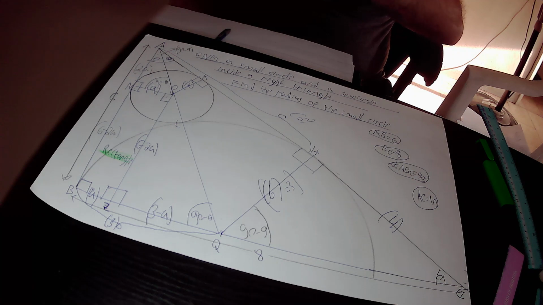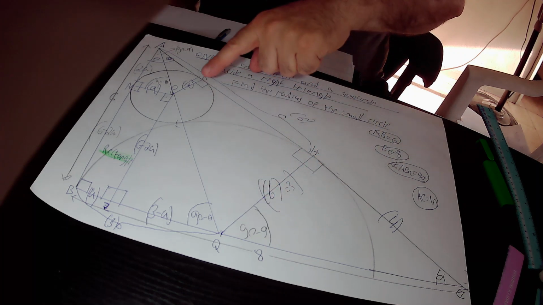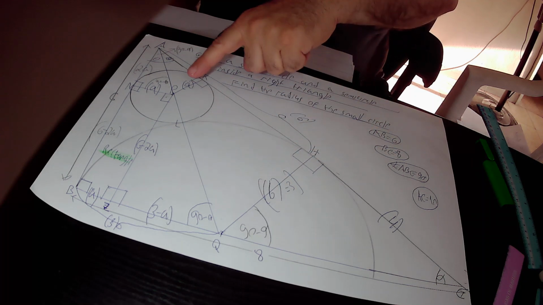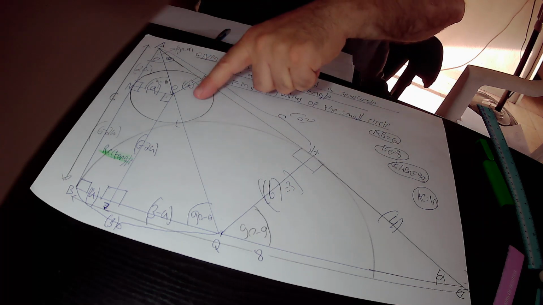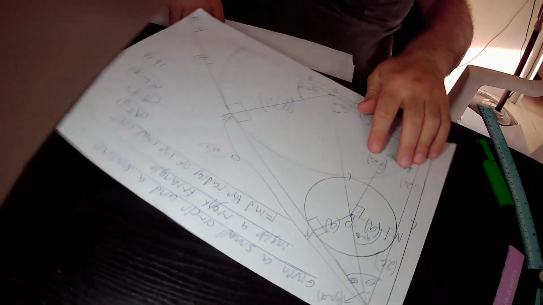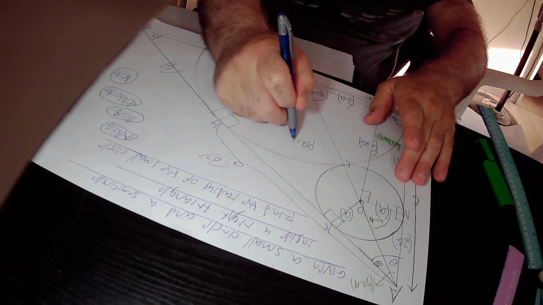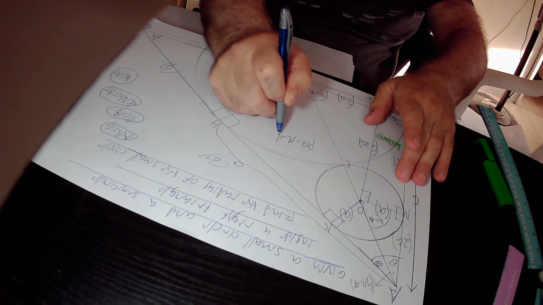And what is the length of the straight line PQ? Because of the fact that PLQ is one straight line, it means that PQ in total will be equal to PL plus LQ. Again, PQ equals PL plus LQ. So I'll write it down. PQ equals PL plus LQ.